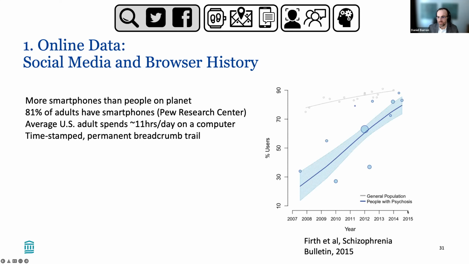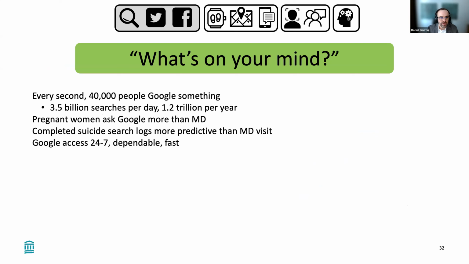You can see this, the last data was from 2015, and these lines have kind of converged now to some extent, depending on diagnosis. And so what we can use this level of data for is really tracing what is on people's minds. Every second, there are great statistics out there: 40,000 people Google something every second. And there are studies showing that pregnant women are more likely to ask Google something than their MD. There's some really fascinating work on completed suicide in those patients. Search logs are more predictive than their last medical visit.